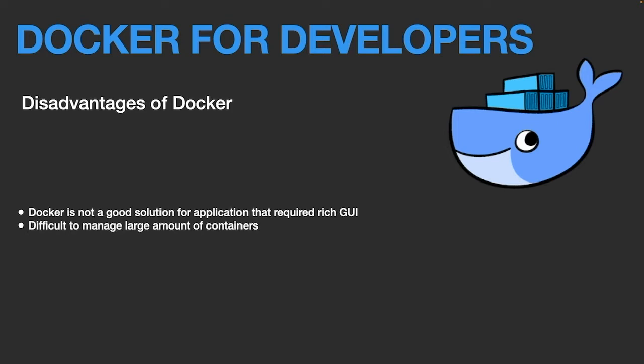The second disadvantage is that it is difficult to manage a large number of containers, but there are many solutions in the market now, so you can orchestrate your containers with tools like Kubernetes and Docker Swarm.